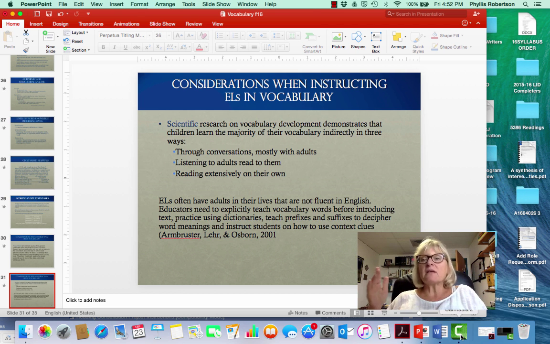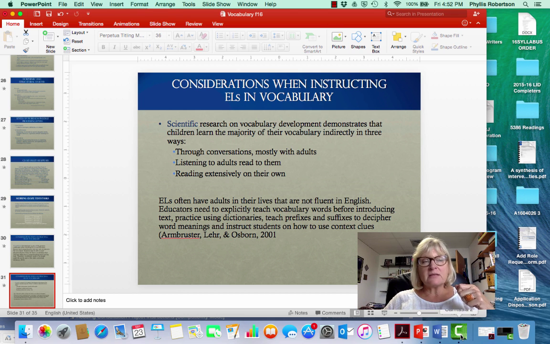Why adults? Well, because adults have richer vocabulary than children do, or they tend to. And so, in order to enrich my vocabulary, I'm going to spend my time engaging in or listening to conversation with those who have a richer vocabulary than I do.